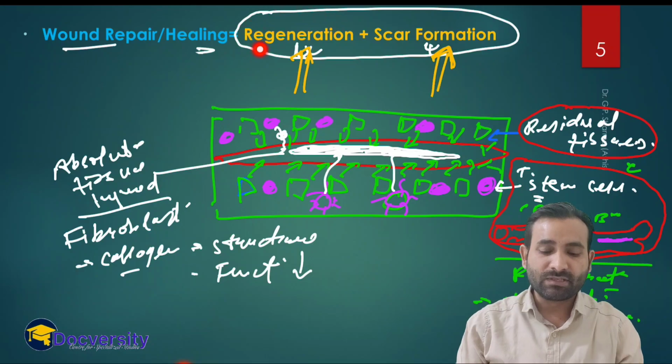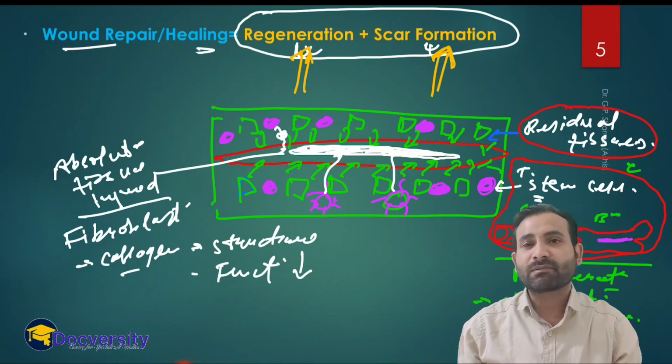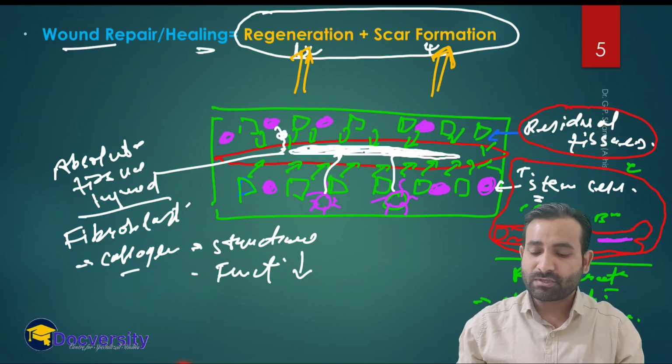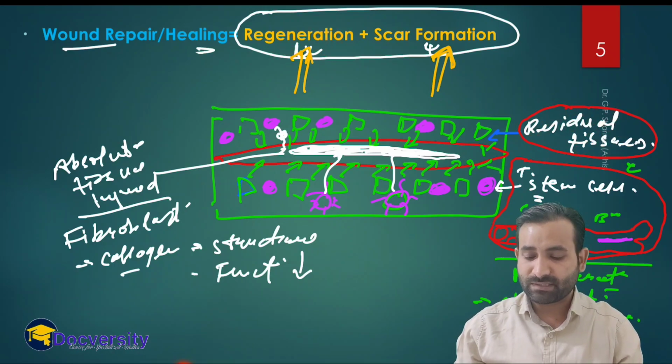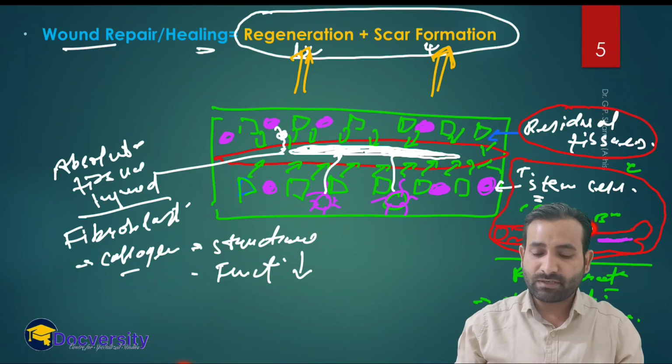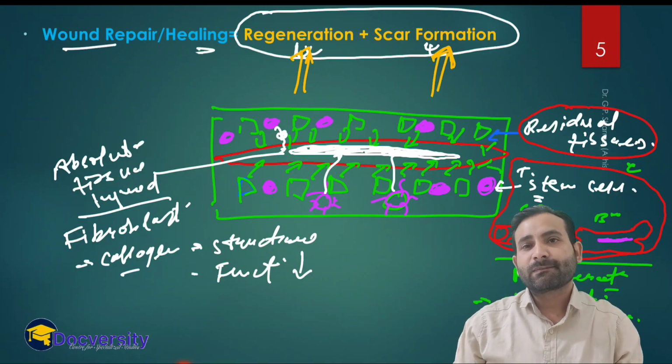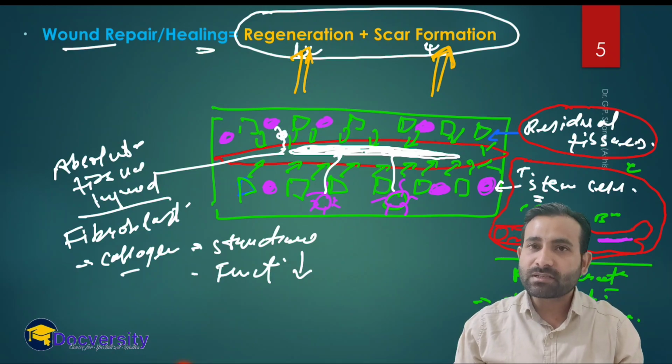One is the regenerative pathway, another one is what? The scar formation pathway. Scar formation is carried out by the fibroblast, and the regeneration is carried out by either the residual tissues or the tissue stem cells. Is that clear? If there is regeneration, at the site of regeneration, then what happens? We have the normal function and normal structure, and at the site of the scar formation, the structure is formed, but the function will be decreased.